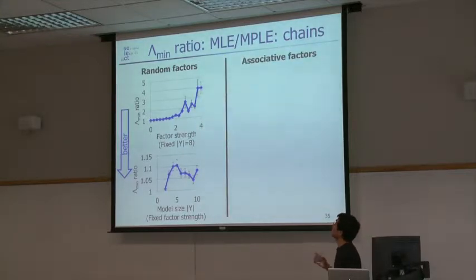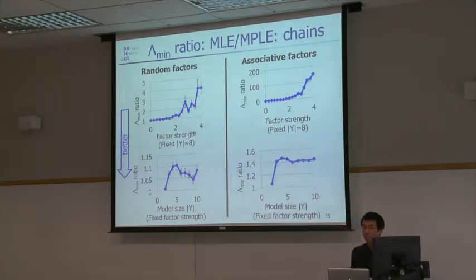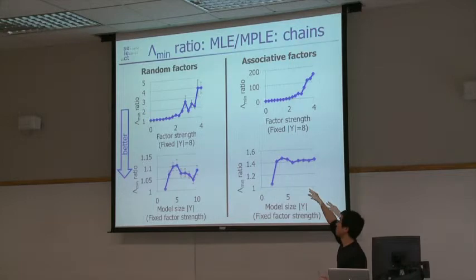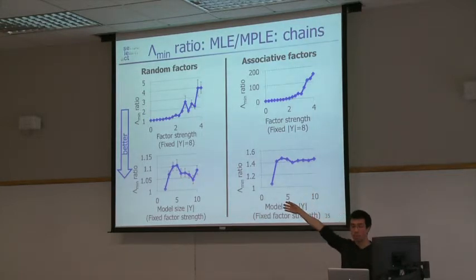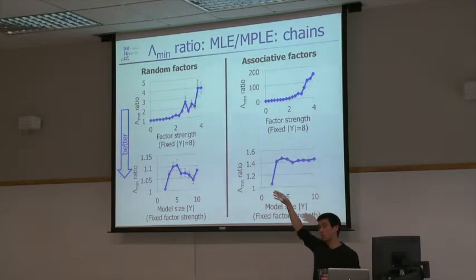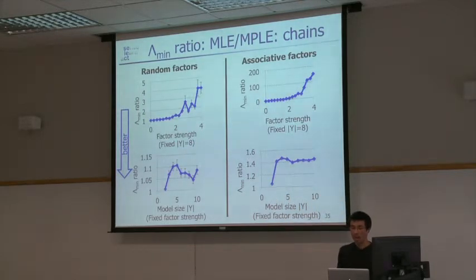Now I'll show results for associative factors, and they'll be quite similar, although less jumpy. Again, on top, we can see as we fix the length of the chain and increase the factor strength, pseudo-likelihood does worse and worse. And as we fix the factor strength, increasing the model size isn't going to hurt pseudo-likelihood that much.